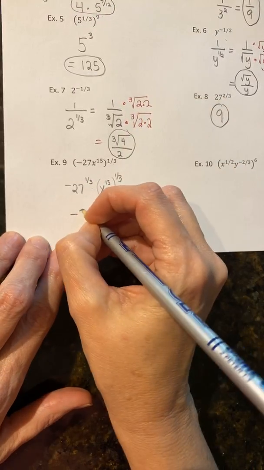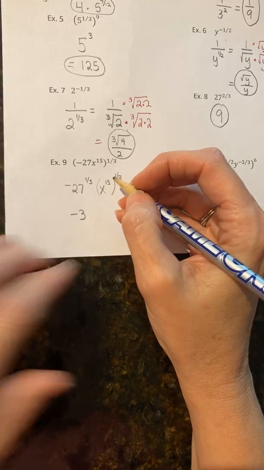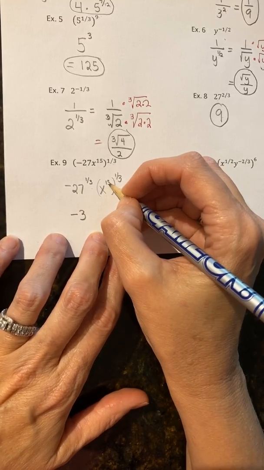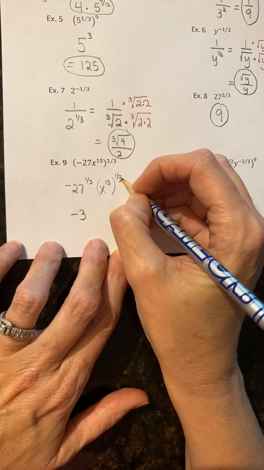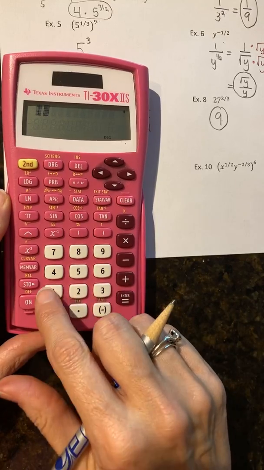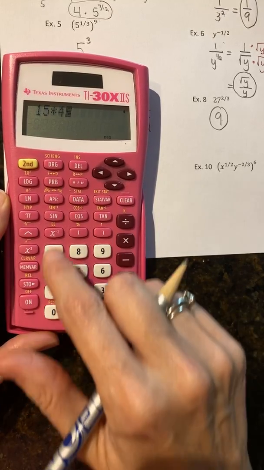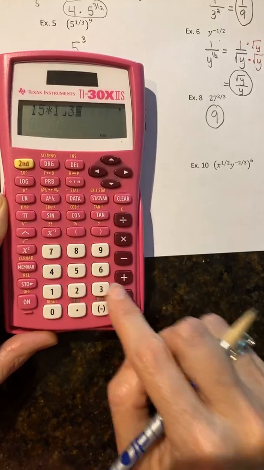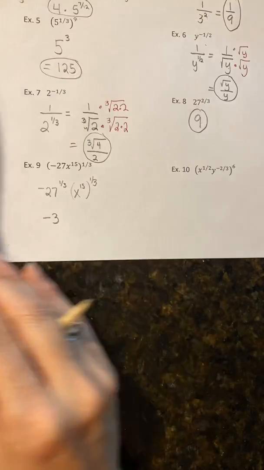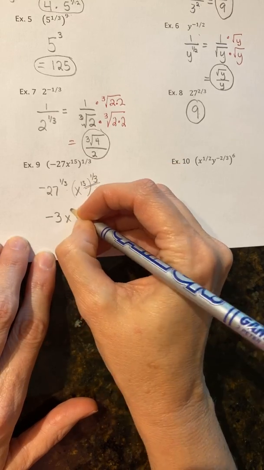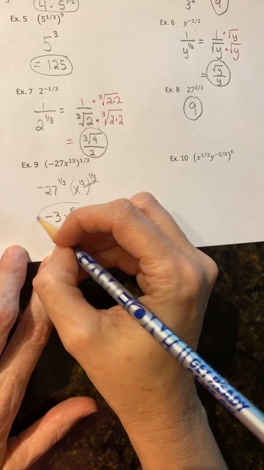So that's a negative 3, and this one is a power to a power. Power to a power, multiply. 15 times 1/3 is 5. And if you have trouble with fractions, you can do 15 times 1/3 on the calculator, and you get 5. So that right there is x to the 5th, and that is your answer to that one.